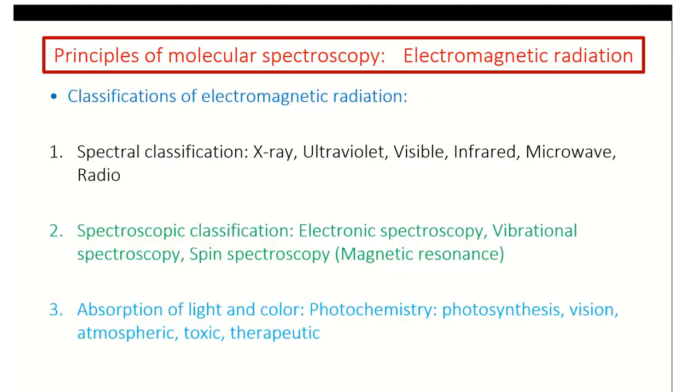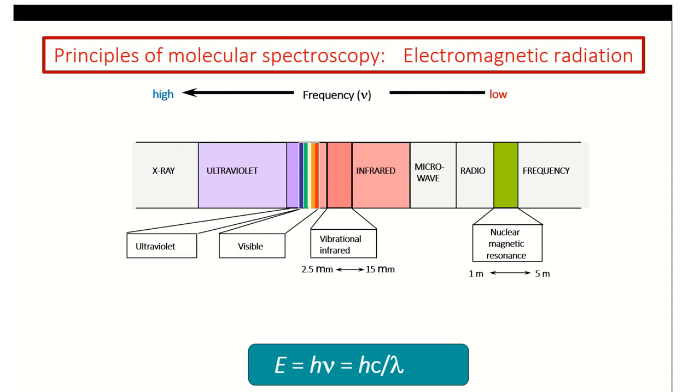You can see that we can classify this radiation. We can classify it spectrally, from X-ray all the way through to radio. We can classify spectroscopically, and of course we're looking at such electronic spectra or vibration spectra and spin, and of course we can look at applications such as those to do with absorption spectroscopy, and so photochemistry, photosynthesis, and therapeutics, for example.